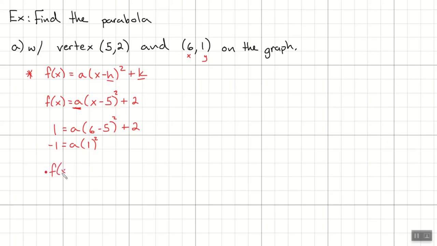F of x. What was a? Am I really going to write -1? No, negative. Negative x minus, what was h? 5. Squared plus? 2. We done. It is that easy. Yeah, absolutely. I was hoping it would be uglier because I just made it up, but it wasn't.